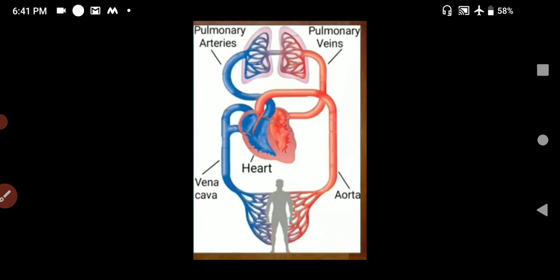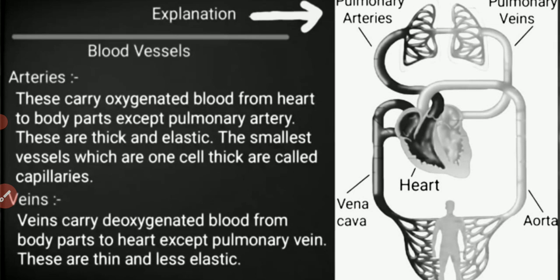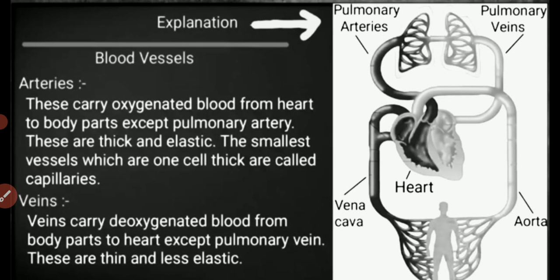We can also understand this in a different way. Just come over here for some more explanation: blood vessels, arteries and veins. Here we have the two blood vessels, that is, arteries and veins.